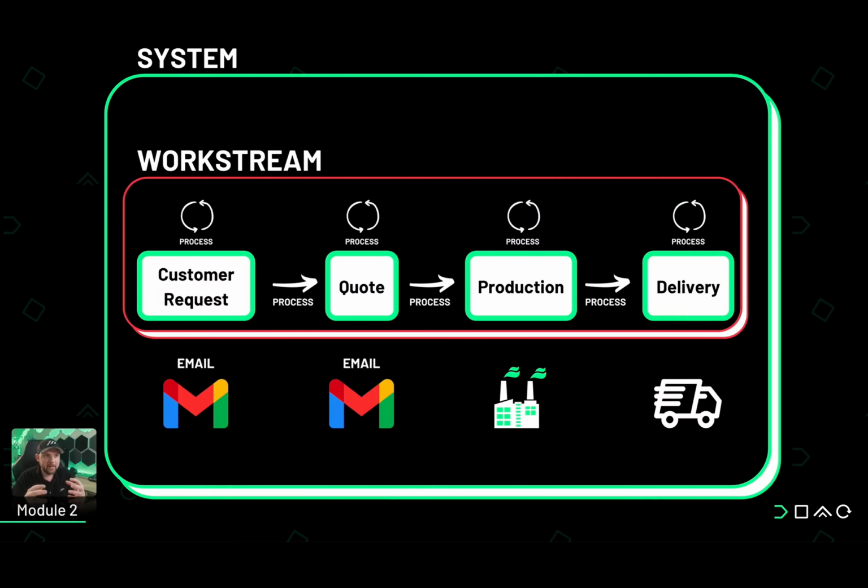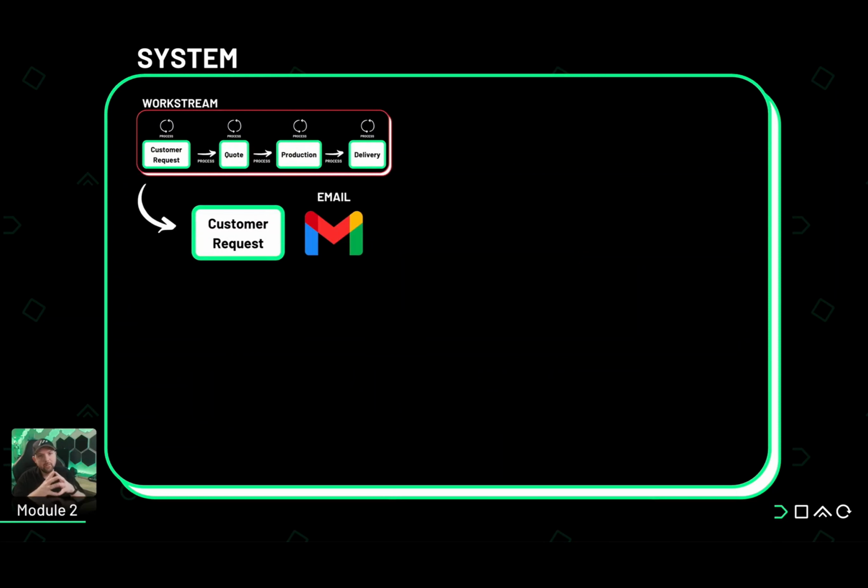But the whole thing is a work stream. Okay, so within the work stream, we have processes. And when we see it this way, that we have the customer request, quote, production, delivery, we have this work stream, we could lay it out in a different way.